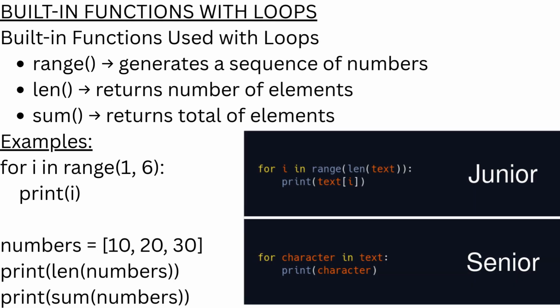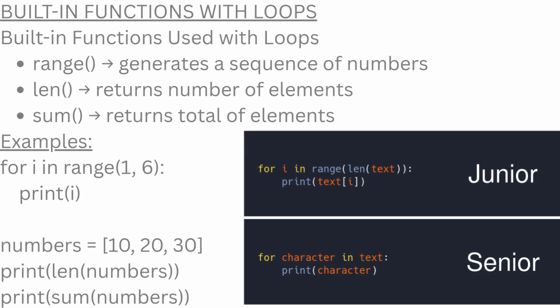Python provides many built-in functions that work very well with loops. The range function is used to generate a sequence of numbers, mainly with for loops. The len function is used to find the number of elements in a list or other collections. The sum function is used to calculate the total of numeric values in a list. Using these built-in functions makes our code shorter, clearer, and more efficient.